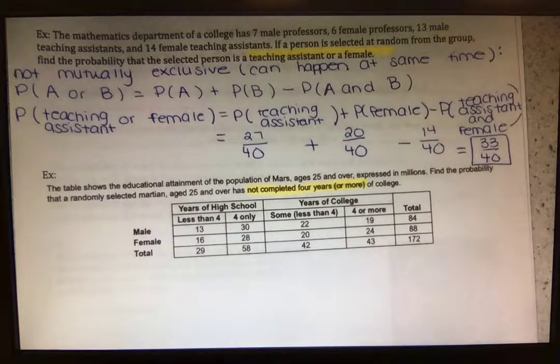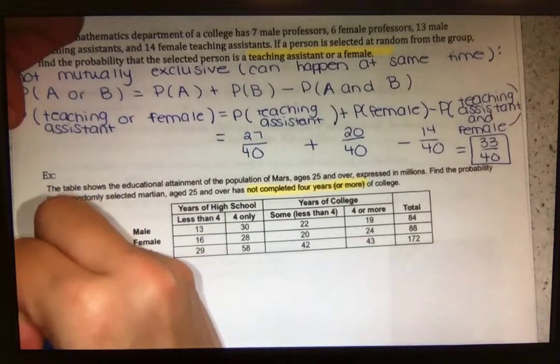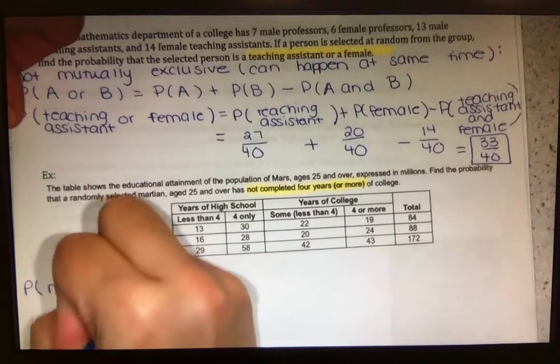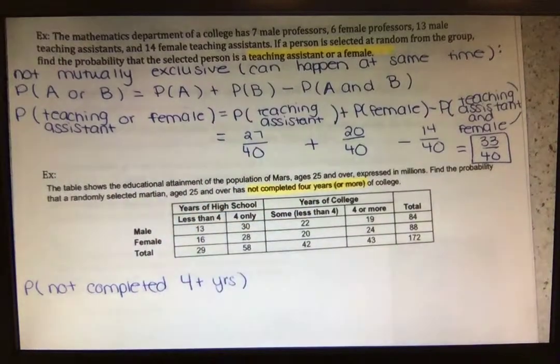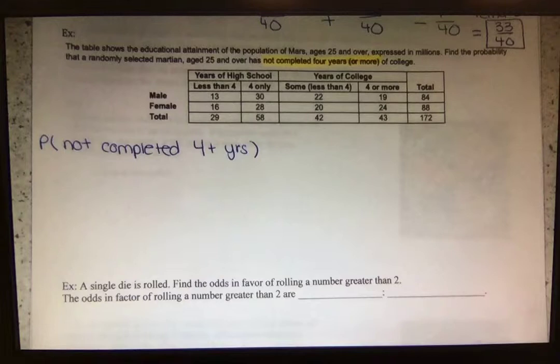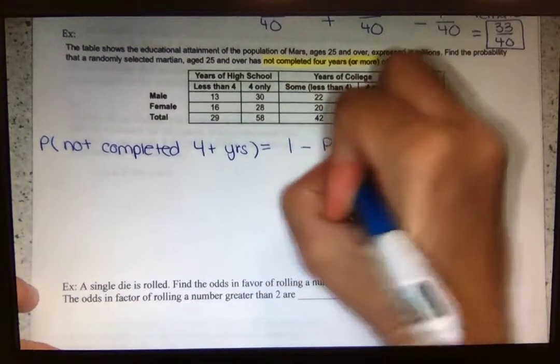They're all 25 and over. So how many have not completed 4 years or more? So we are looking for the probability that they have not completed 4+ years. It doesn't say anything about male or female. I can easily find the total who have completed 4+ years. So just like the previous couple problems that we did, let's do 1 minus the probability that they did complete.